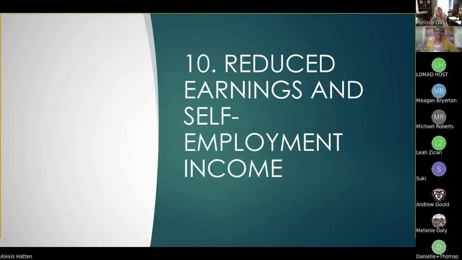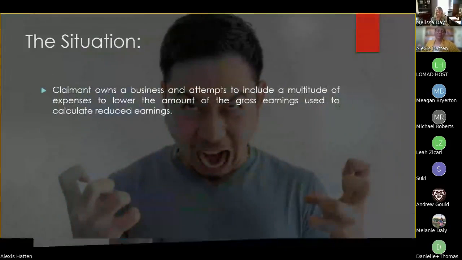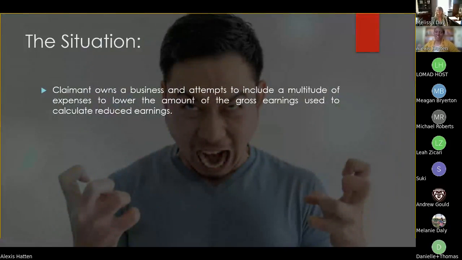So the first thing, coming in at number 10: reduced earnings and self-employment income. So the situation, you've got a claimant who owns a business, tends to include a multitude of expenses to lower the amount of the gross earnings used to calculate reduced earnings.